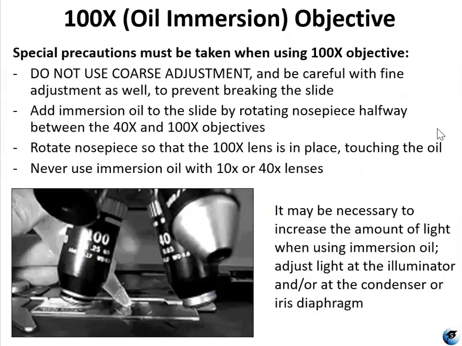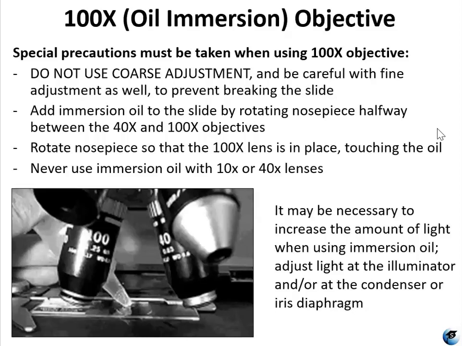So again, here are some special precautions that you are going to be using for the 100x objective. Again, you do need to know how to use all of the parts of the light microscope and how to care for the scope. Make sure you're never using coarse adjustment with the 100x objective. You only use the coarse adjustment with the 10x objective.